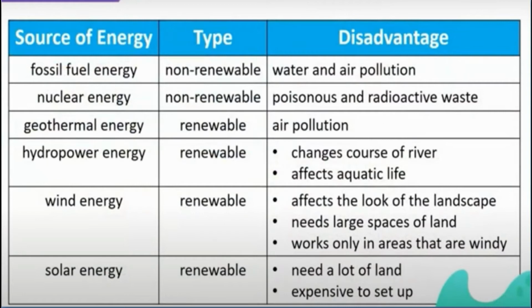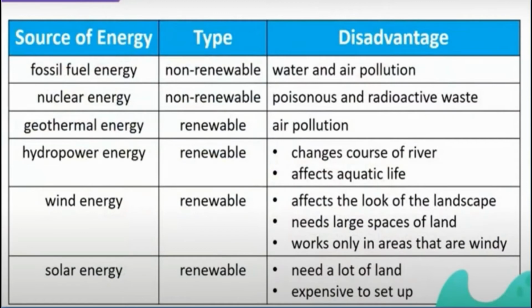Then there is nuclear energy that we get from the nuclear industries where bombs and explosives are made. It is non-renewable, and the disadvantage of nuclear energy is that it is poisonous and radioactive. The waste, or harmful gases, we are getting from there are poisonous and radioactive. They are dangerous for the environment.